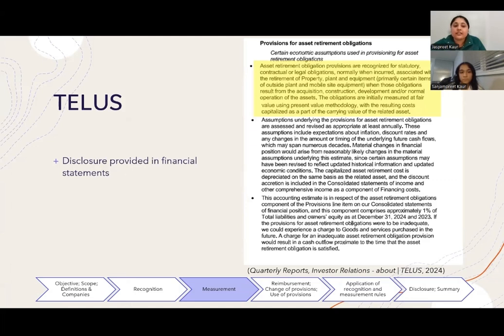Okay, so here is an example from TELUS. This is the disclosure provided by TELUS in their quarterly reports for 2024, where they mentioned that for the provisions for asset retirement obligations, they used the present value method to record the provision, and they are also revising and making estimates to the provisions yearly and making adjustments, considering changes or the effect of inflation, discount rates, or future cash flows on their statements.